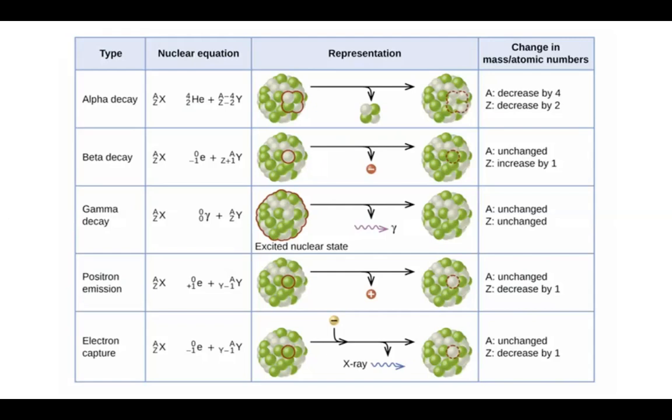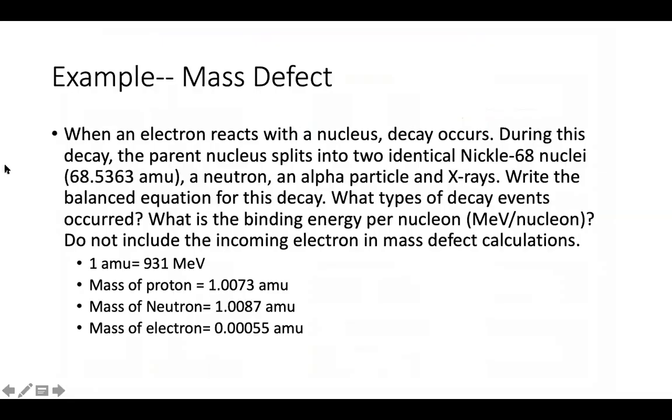Okay, and electron capture is very, very similar to positron emission. The only kind of different part of it is that you're actually going to absorb an electron, and instead of emitting a positive particle, we are going to emit X-rays, okay? But in terms of our mass and our protons, the change is going to be identical between electron capture and positron emission. Okay, so now that we've done that little review, we're going to get into some examples.